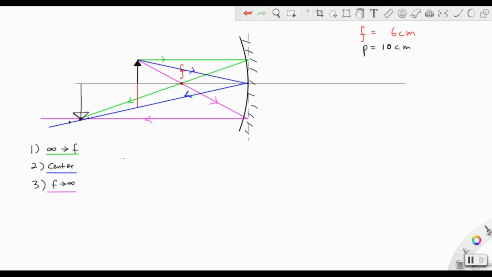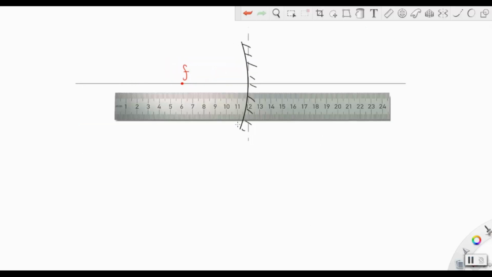Okay, let's move on and try this again. Same focal point, but a different object location. Okay, we've still got the same mirror. We've still got the same focal point, because we use the same mirror, which has the same focal point. You can't change that. Let's go ahead and write out that focal point. Again, it's 6 centimeters and it's positive.